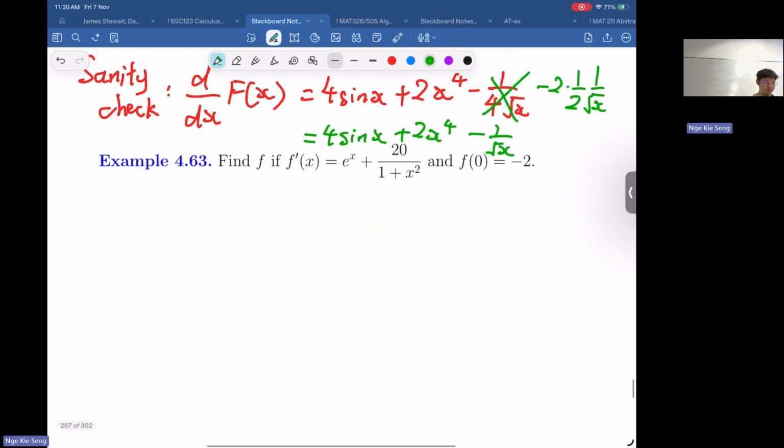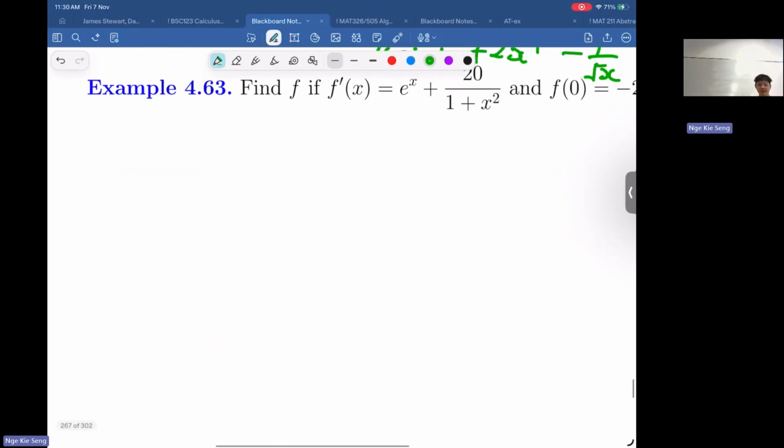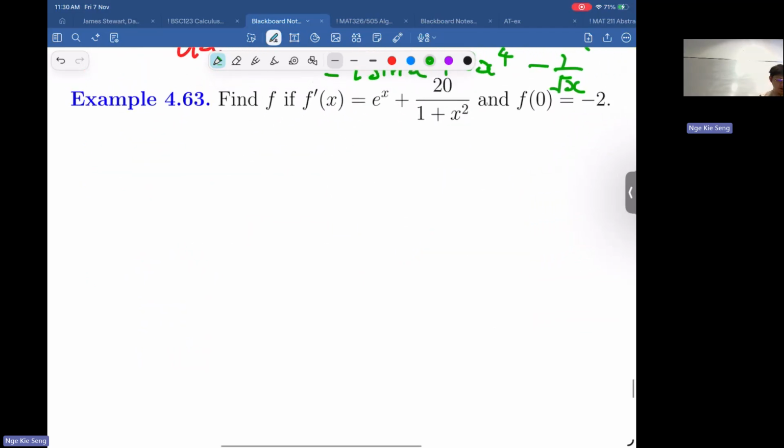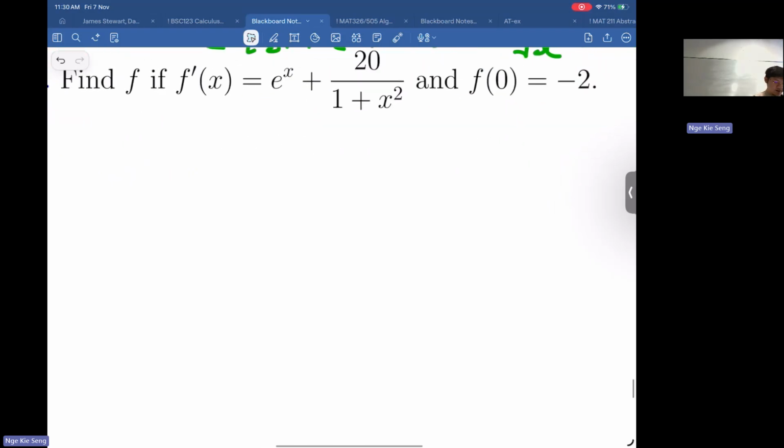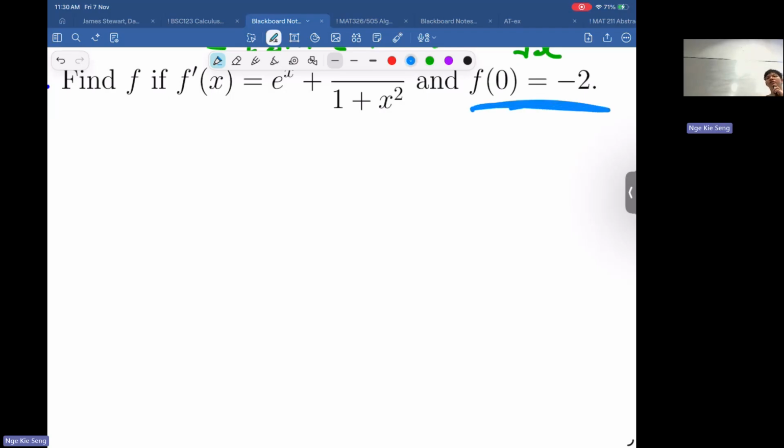Okay, so now let's try 4.63. You can see that there's an extra condition here. So maybe let me move this. If you look at this question, there's an extra condition, which we could call a boundary condition. This condition will make you decide what C you use. I'll let you try this question. I'll give you 2 minutes to find the antiderivative of this derivative here.